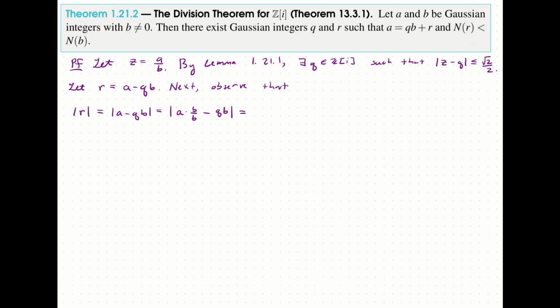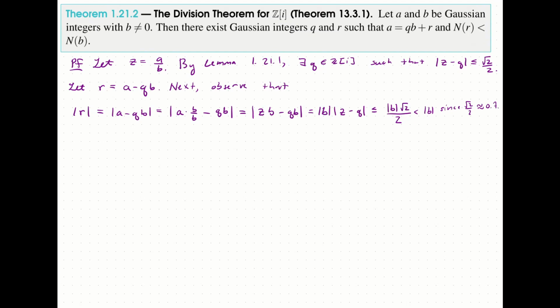Next thing we're going to do, because now we have a over b, that's the same as z times b minus qb. We can factor a b out, and now we have the modulus of b, and then the modulus of z minus q. But we know that the modulus of z minus q is at most root 2 over 2, so this here is going to be the modulus of b times root 2 over 2, which is less than the modulus of b, since radical 2 over 2 is at most 0.7. So we have this here.